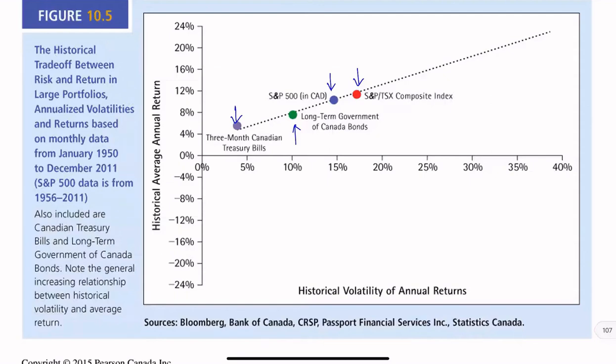Remember that all these four dots give you some sort of portfolios. The reason is that if you think about the S&P 500, it has 500 stocks, so it is a portfolio. If you think about the 3-month Canadian T-bills, at a certain point in time it could have multiple different T-bills. So this is a portfolio of short-term debt.